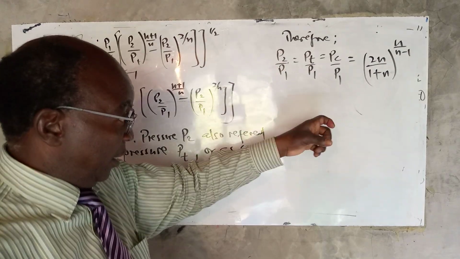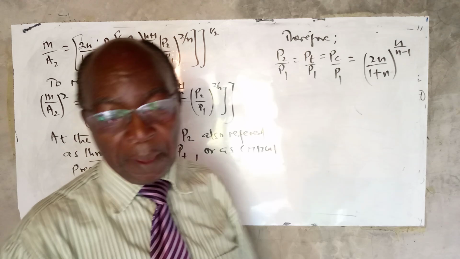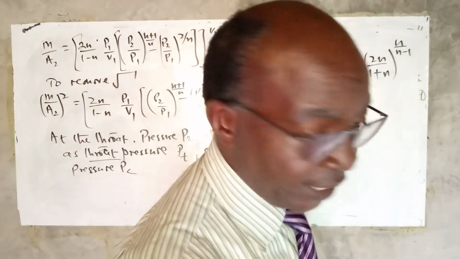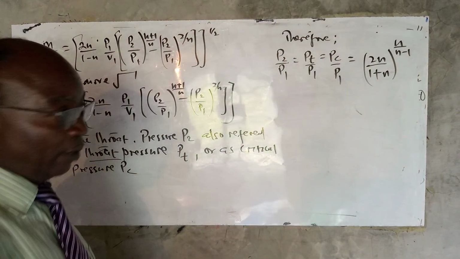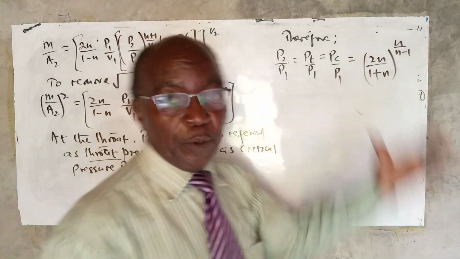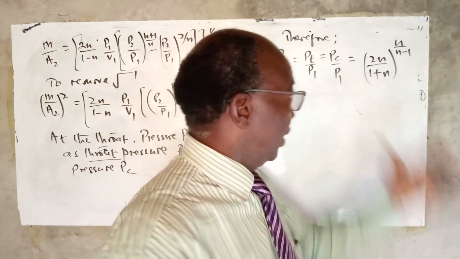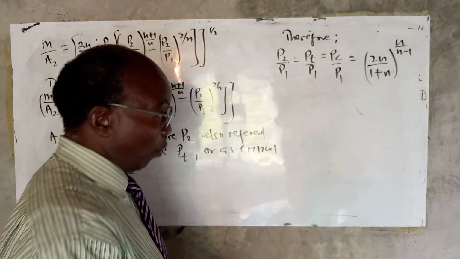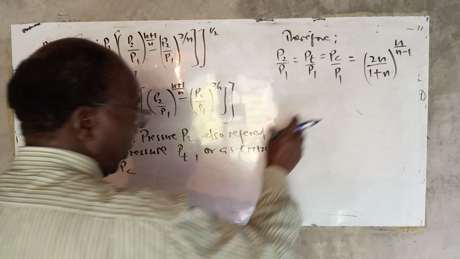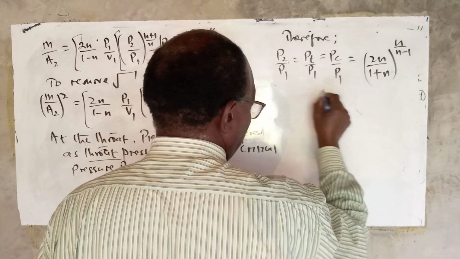P2 over P1 is 2 over n plus 1, raised to the power n over n minus 1. Remember, n is the isentropic index of expansion, don't forget. Got that in the polytropic equation, and we say that for vapor the value will probably be 1.13, and in the superheat region it would probably be 1.3. So this is the critical pressure ratio.